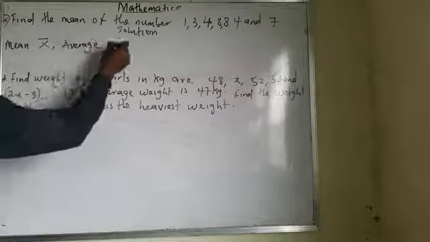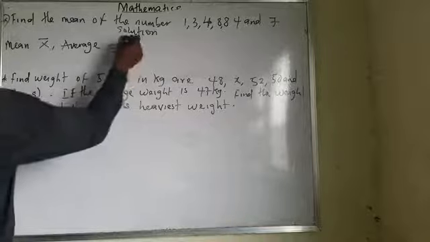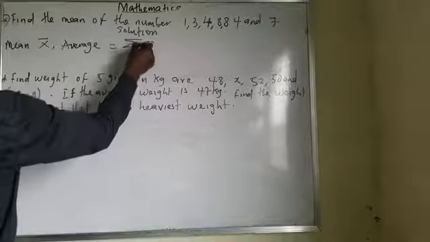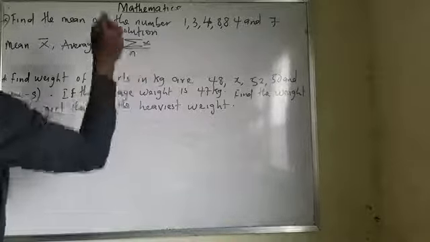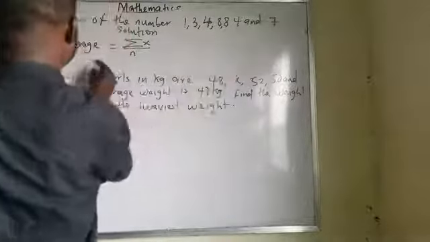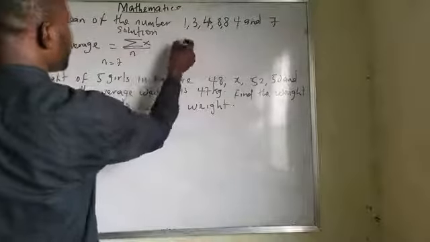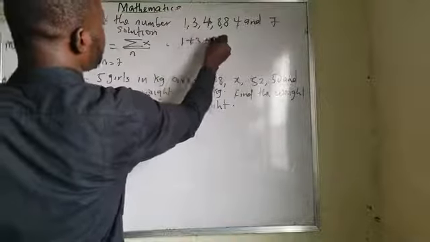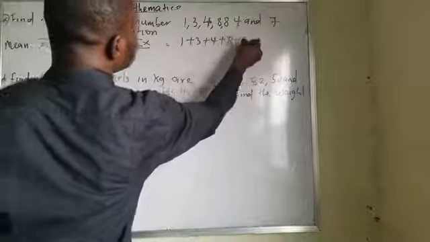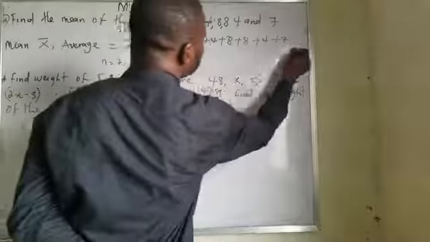It will be equal to, I'll just say, what? Summation of the data divided by what? The number: 1, 2, 3, 4, 5, 6, 7. It means my n becomes 7. Which is, I can answer that, 1 plus 3 plus 4 plus 8 plus 8 plus 4 plus 7, divided by 7.